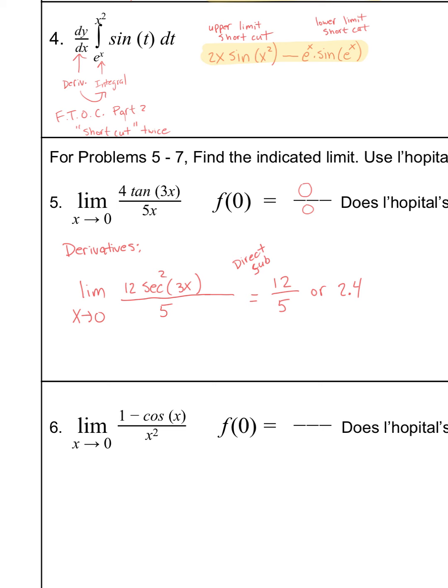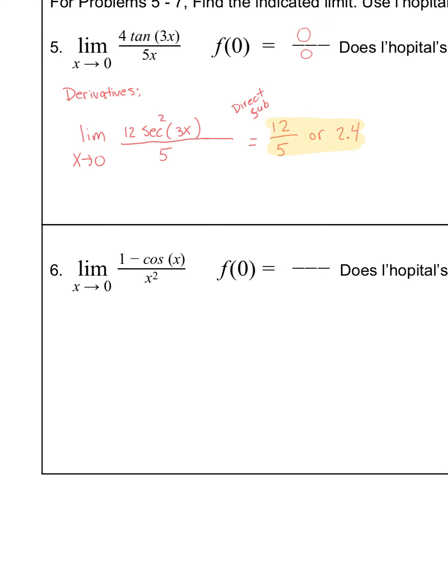Now you can check these by looking at the graph. Graph this function and see if there's a hole at 0. See if the hole is at 2.4. Okay, let's go to number 6.